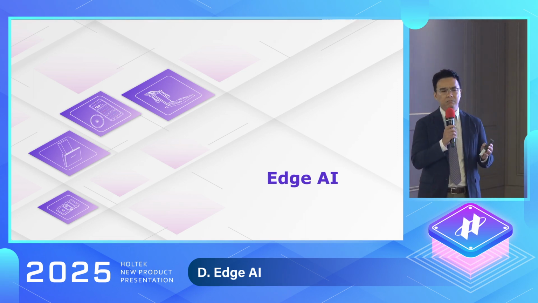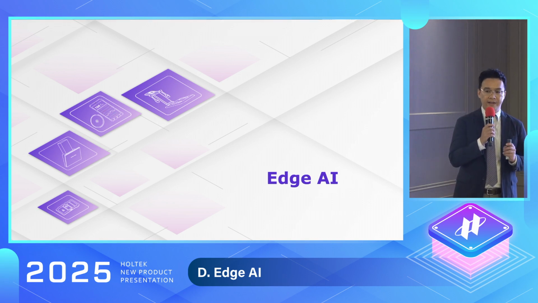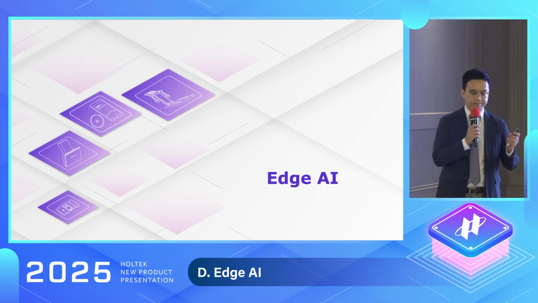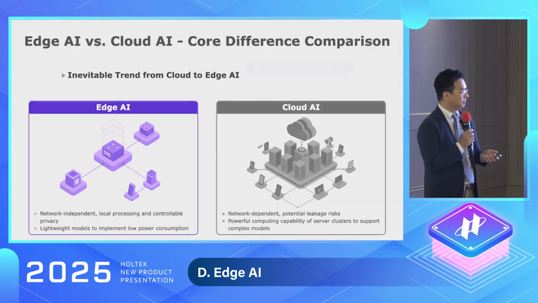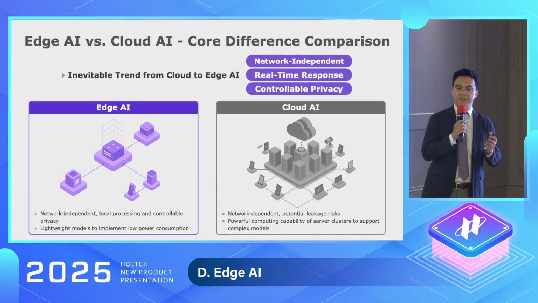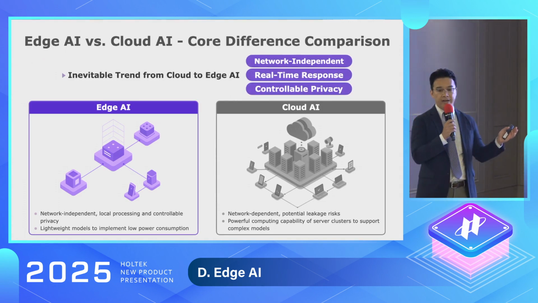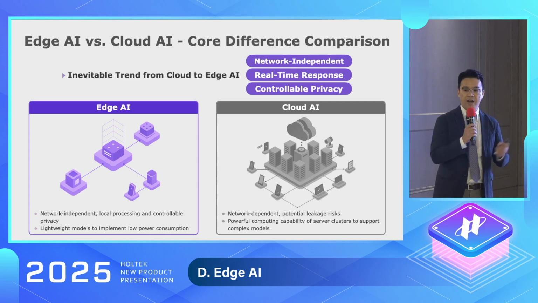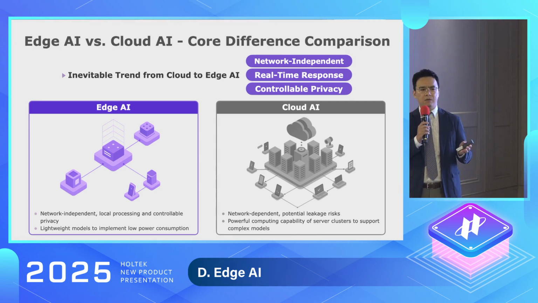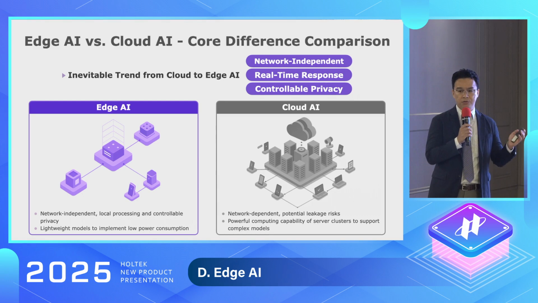But did you know, actually there are two types of AI. And this simple question leads us to our topic today. Okay, here's the answer: Cloud AI and Edge AI. So we may ask, what is the difference between these two?